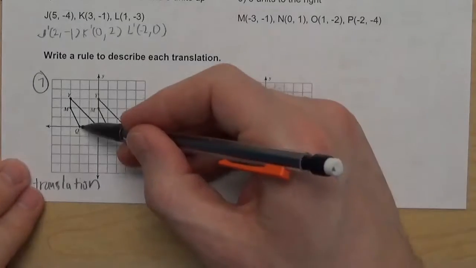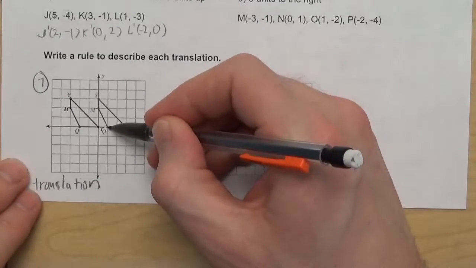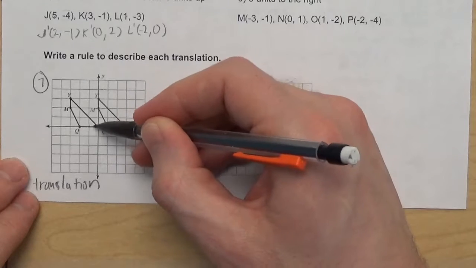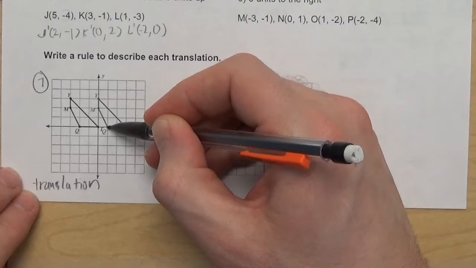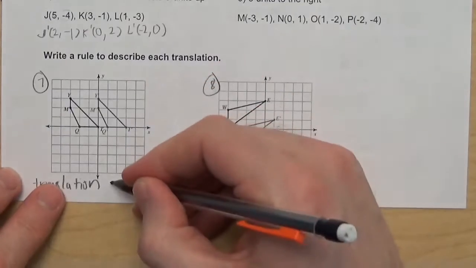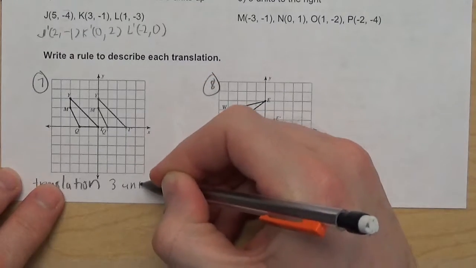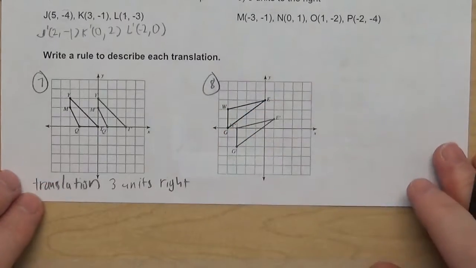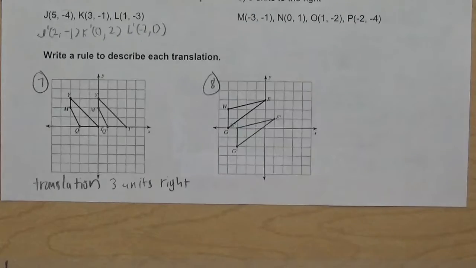So for example, Q is real easy to see right here. From Q to Q prime, what did we do? Well, we went to the right. We went to the right 1, 2, 3. And I didn't go up or down at all. So I'm going to say that the rule is we did a translation 3 units right. But we didn't go up or down at all, so that's it for that rule. Just a translation 3 units right.